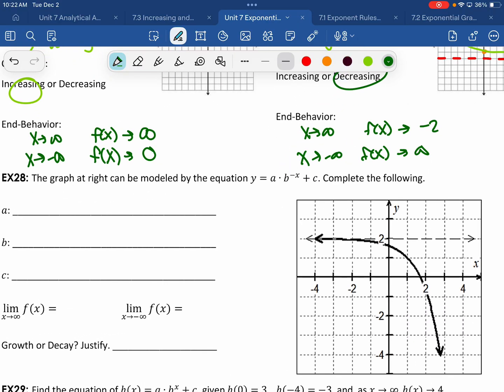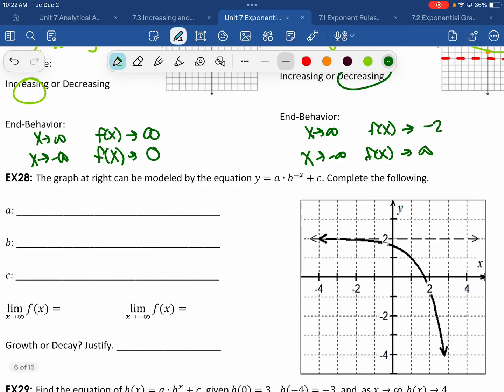All right, so we can pull some information, not all of it, given a graph. The graph at the right can be modeled by the equation a times b to the negative x plus c. Complete the following. The important thing here is that there is no left or right shift, so this guy right here is my starting value, because it doesn't have anything up there with the exponent.